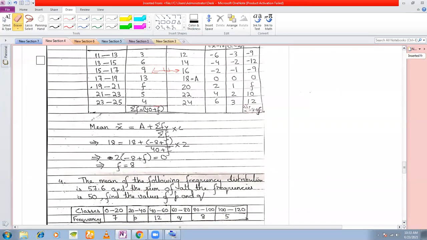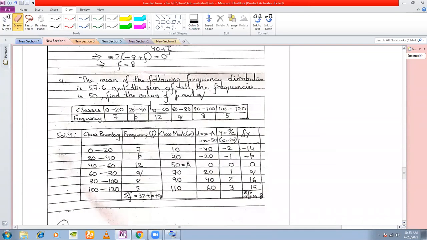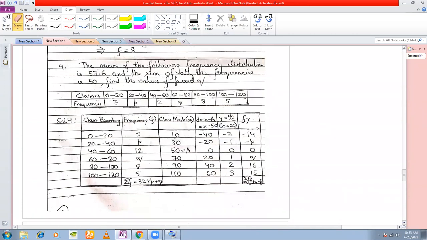Moving on to the next problem. The mean of the following distribution is 57.6. So x bar is given to you, 57.6. And the sum of all the frequencies is 50. The summation f is also given to you. Sum of all the frequencies is given to you as 50. Find the values of P and Q.